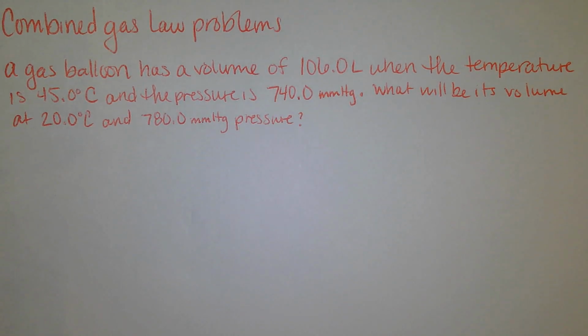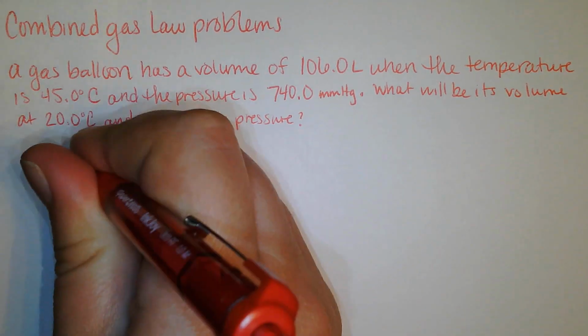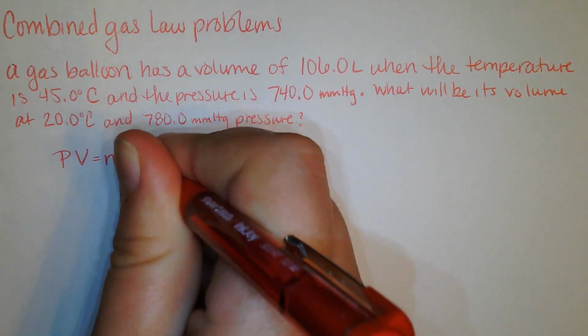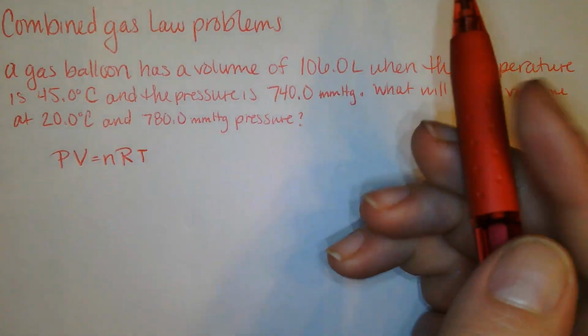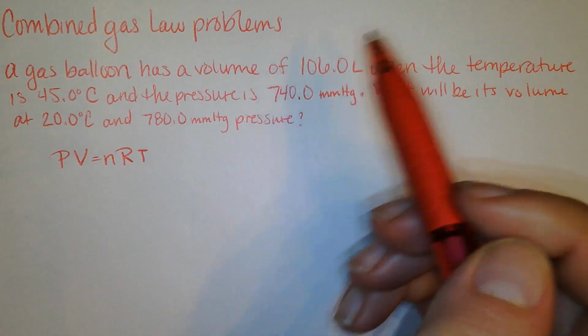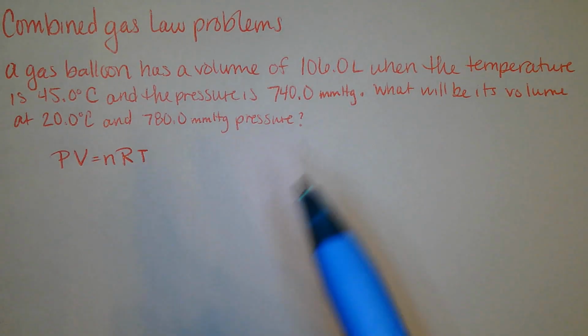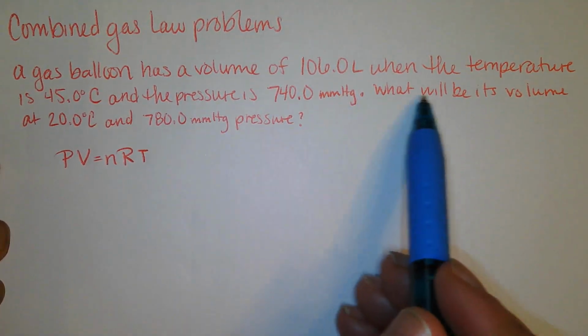Okay, we're going to look at combined gas laws. Now, we did the three gas laws. Well, there's more than that, but the main three gas laws are Boyle's, Charles's, and Avogadro's. So this one is comparing. If we look at PV equals nRT, we have three values changing. We're starting with volume, so the volume is changing from 106 to something we don't know.